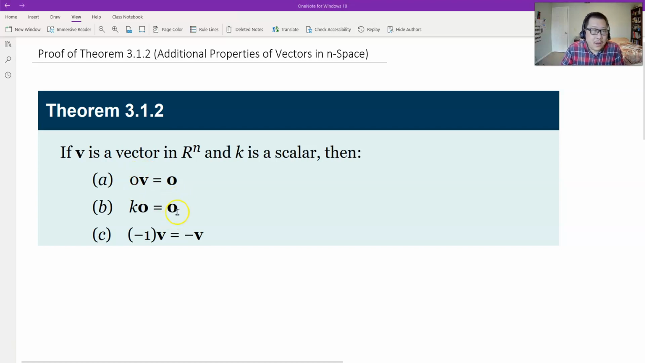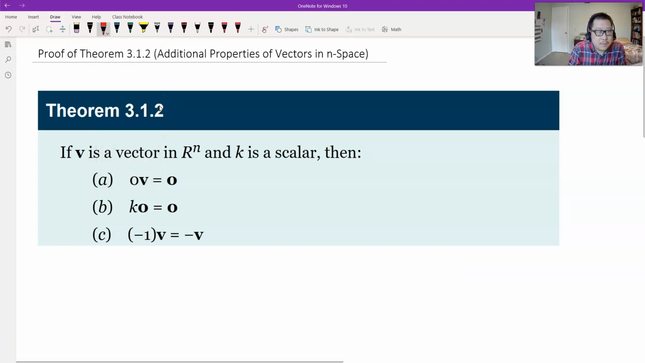All these are straightforward. The first: zero is a scalar number 0. So the 0 scalar number times v equals the 0 vector. Keep that in mind. Second is a vector, and this is a scalar, which is scalar multiplication. So this should be a 0 vector in n space. The second is all vectors.